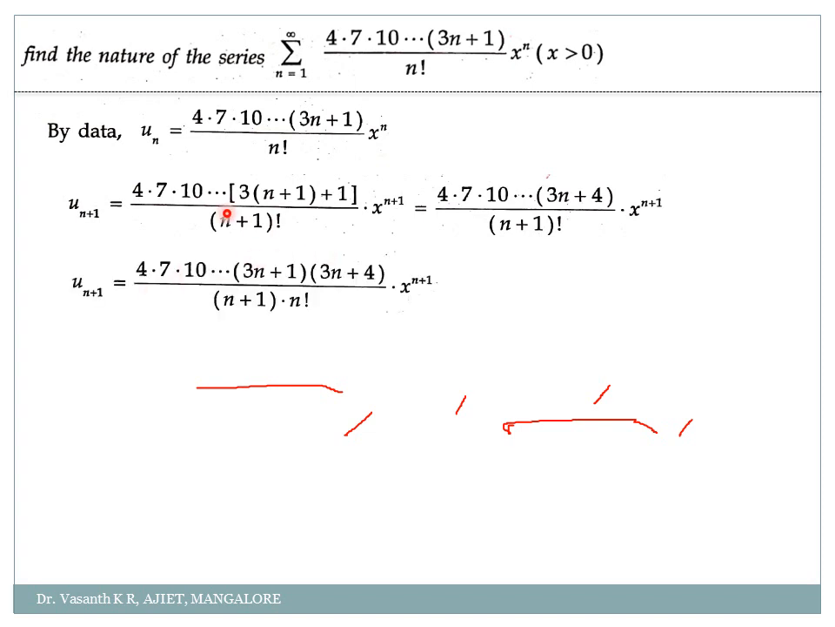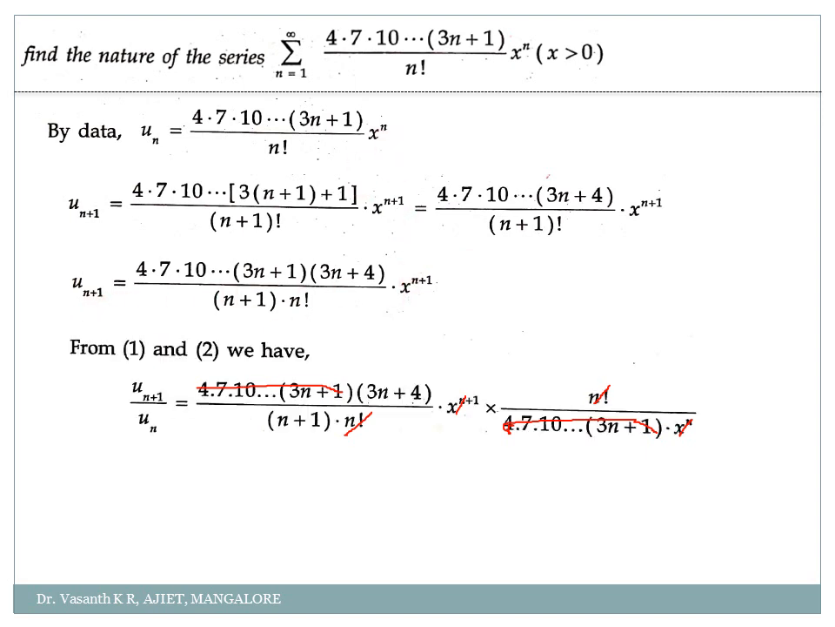So un plus 1 will be equal to, first write what is un and nth term of this one, 3n plus 4. Wherever n is there, you replace n plus 1. So 3n plus 3 plus 1, 4. So 3n plus 4 divided by n factorial is there. So if I replace n by n plus 1, I will get n plus 1 into n factorial. Correct? And x power n plus 1, it will become. So finally un plus 1 divided by un. So this is my un plus 1 and this is my un.